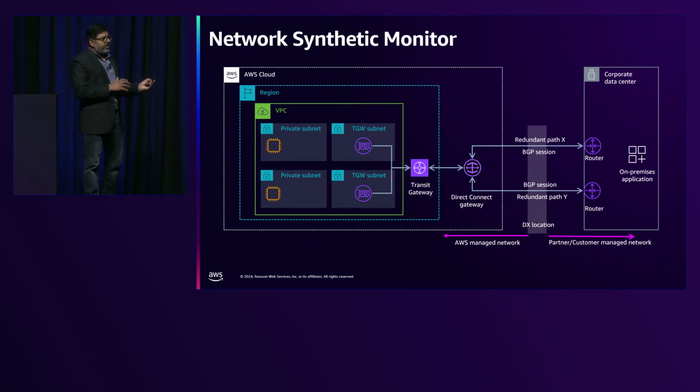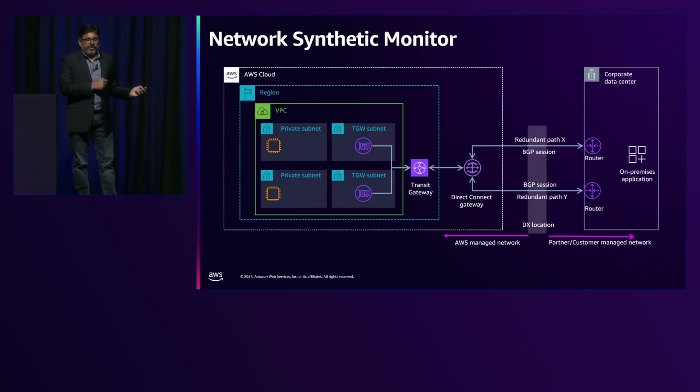Now let's see how you can detect problems over hybrid connections over the DX. So in this case, we have an application running in our VPC that is connected with on-prem via DX connection. We have 2 connections for high availability, in paths X and Y, and we all know that a portion of the DX is managed by the customer or the partner, and a portion is managed by AWS.